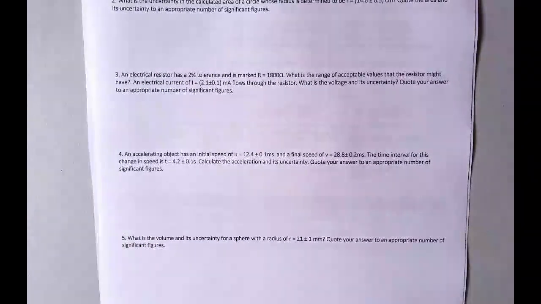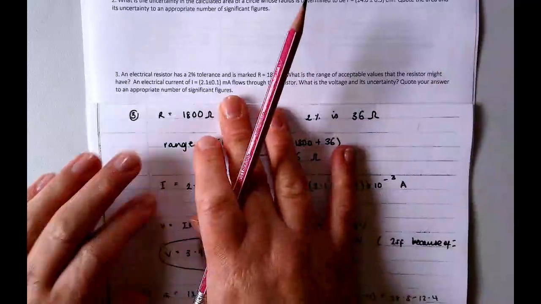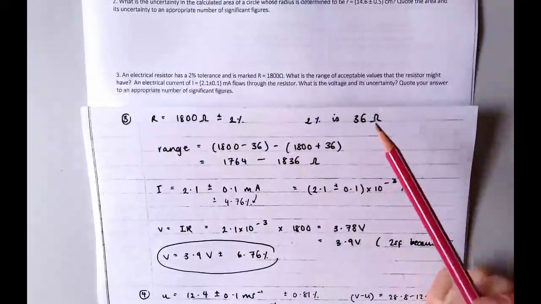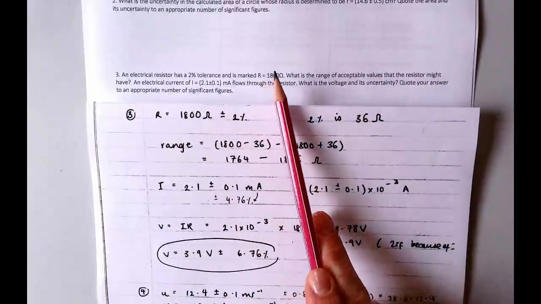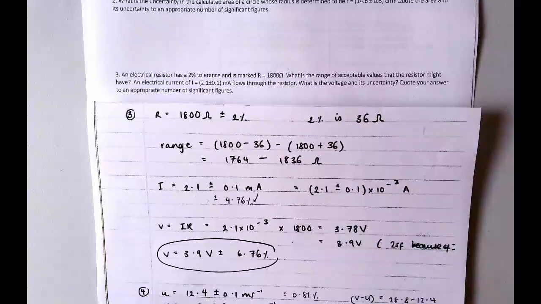Okay, question 3. We've got a resistor with a 2% tolerance. That's just a fancy way of saying plus or minus 2%. We can find that as an absolute value. 2% of 1800 is 36 ohms. We're told that the resistor has a label on it that says it's 1800 ohms. What is the range of acceptable values that the resistor might have?